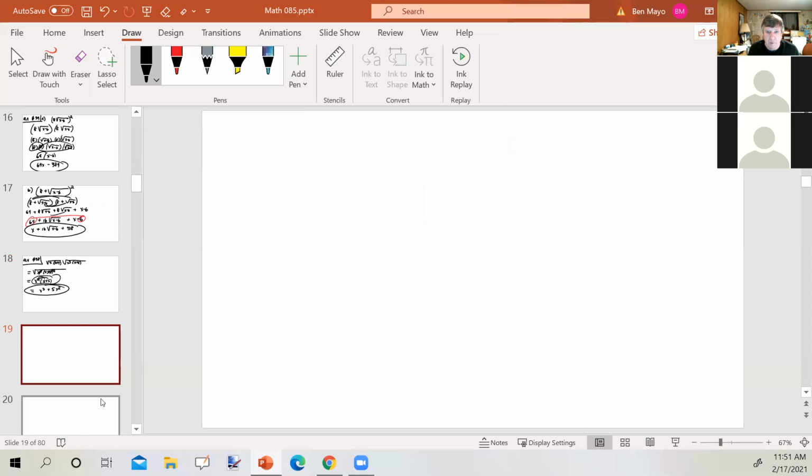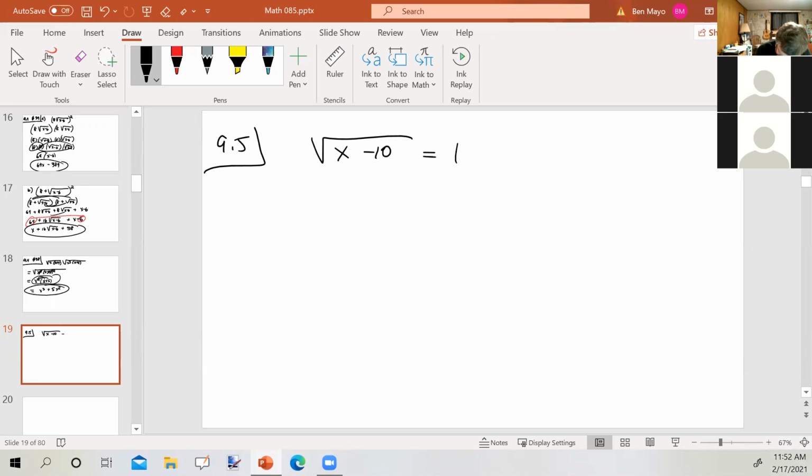All right, well then we'll go on to section 9.5. What we're going to be doing in 9.5 is solving radical equations. So we'll have some equations that'll have some square roots or cube roots or other roots in it. All right, now, this first example, we've got the square root of x minus 10 equals 1.